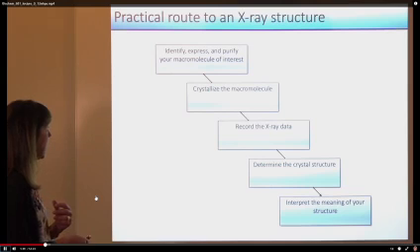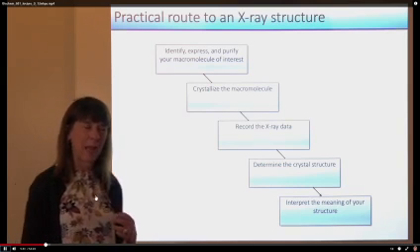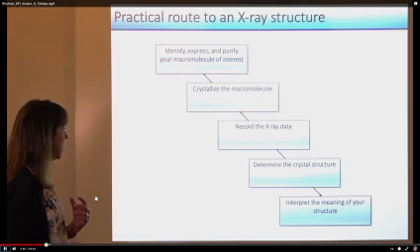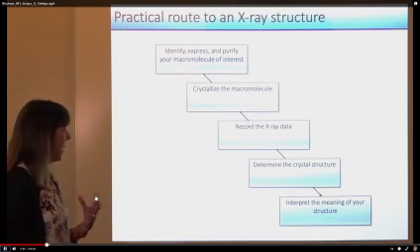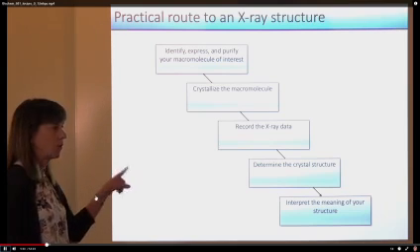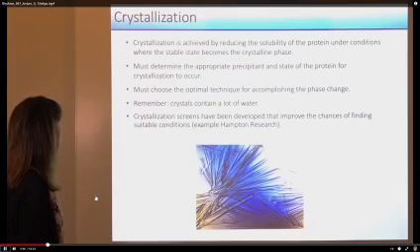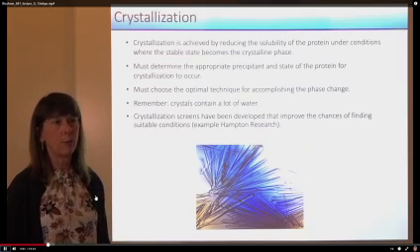Then you crystallize the macromolecule, and that doesn't always happen, and that's really sad, but it happens. You record the X-ray data, you determine the crystal structure, fitting the model, which is my favorite, what I'm doing right now after lecture, and interpret the meaning of your structure, and that's important. So let's take a look at the crystallizations. It's achieved by reducing the solubility of the protein without it precipitating out.